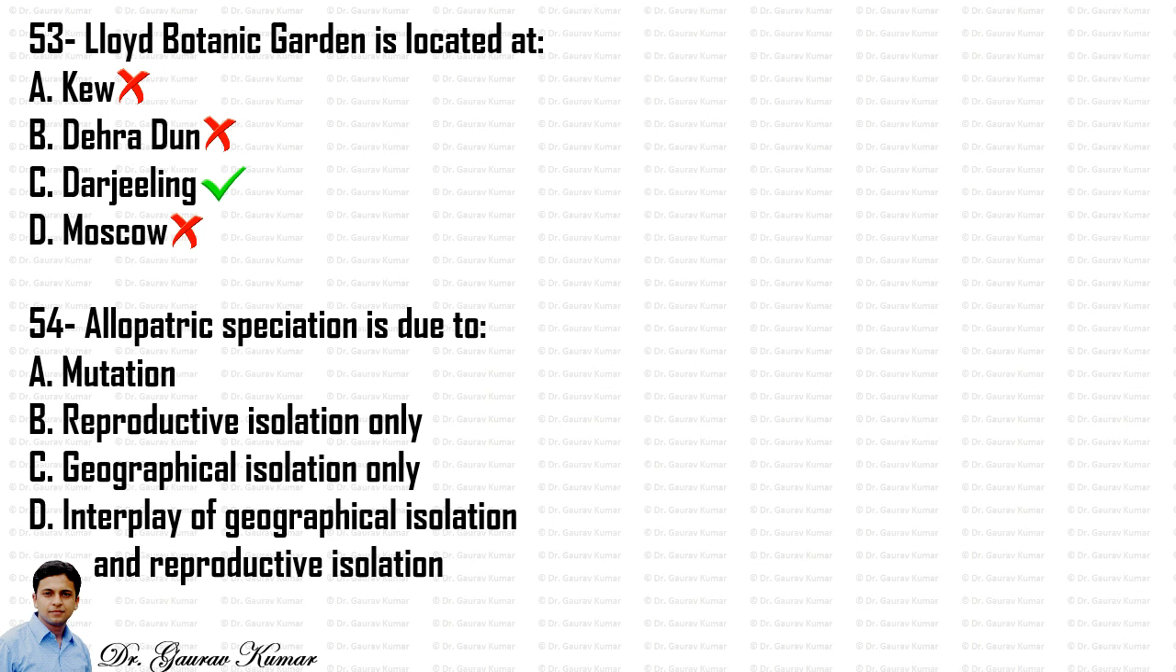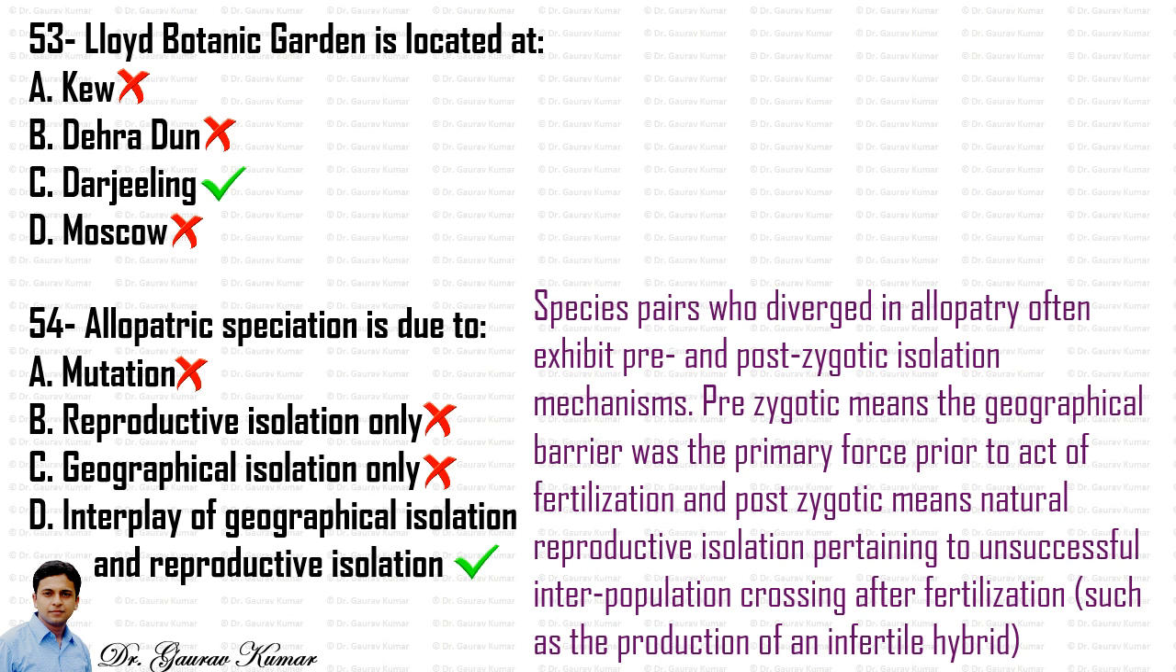This option becomes more correct than choosing only the geographical isolation. So we will put the answer as D, that is interplay of geographical isolation and reproductive isolation, because species pairs who diverge in allopatry often exhibit pre and post zygotic isolation mechanisms.